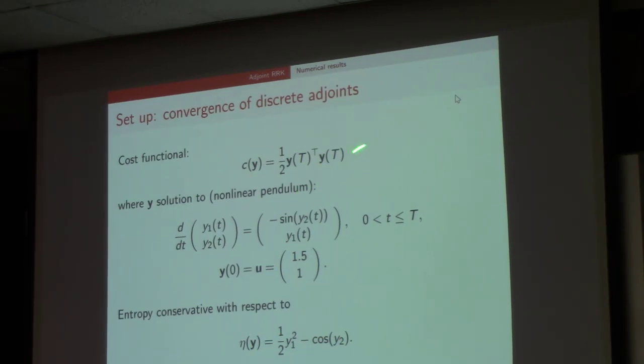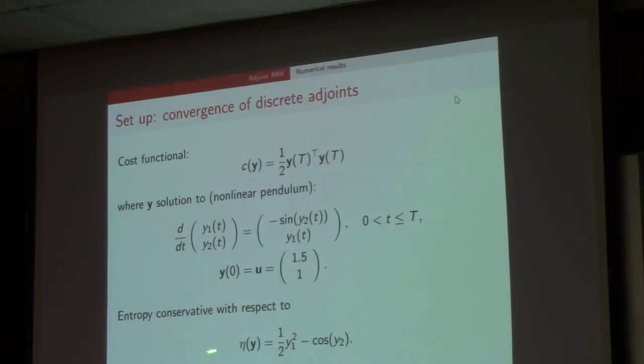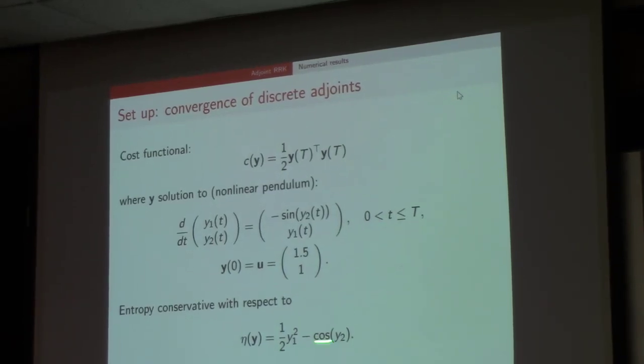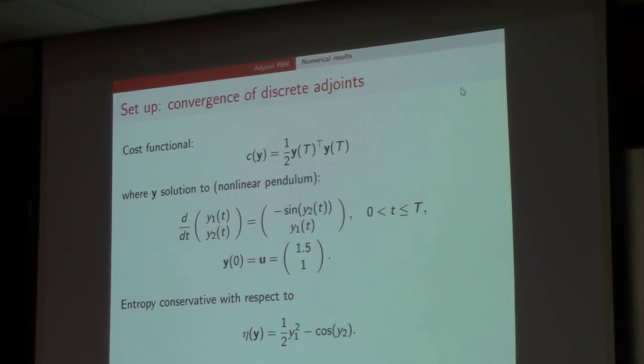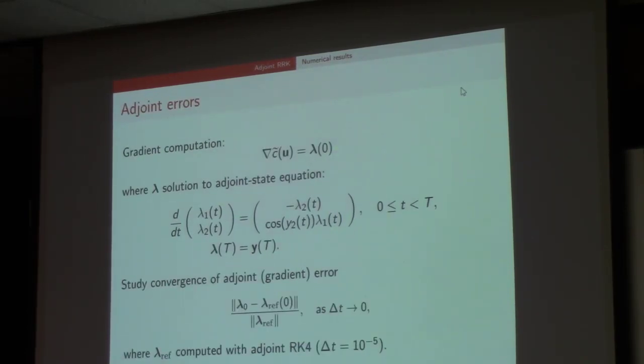I want to get to an example. Here's a cost functional for the pendulum problem. So this is the pendulum problem. It is energy conservative with respect to this. Oh, sorry, no. This is a cost functional we're going to minimize. This is the problem. Here's the initial condition. This is the entropy that the nonlinear pendulum problem conserves. So we want to make sure that our discrete problem is conservative in that sense. So we want to compute gradients to this problem. This is the adjoint problem associated with the nonlinear pendulum.